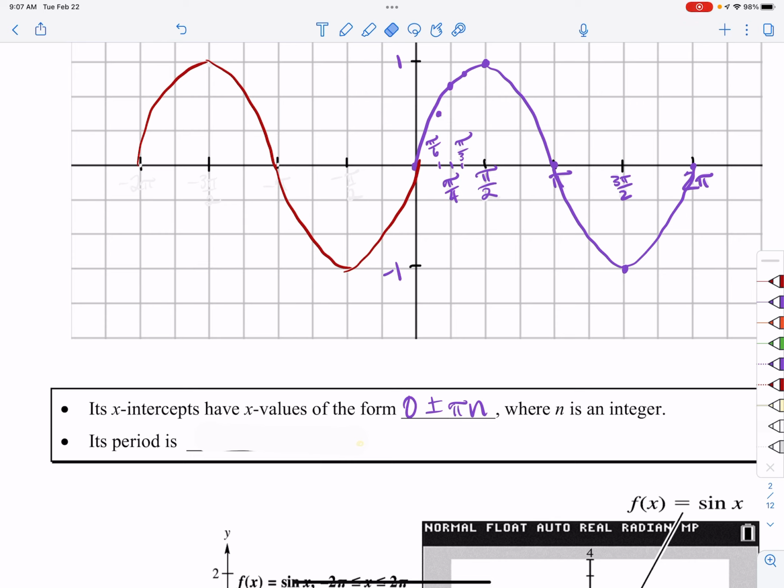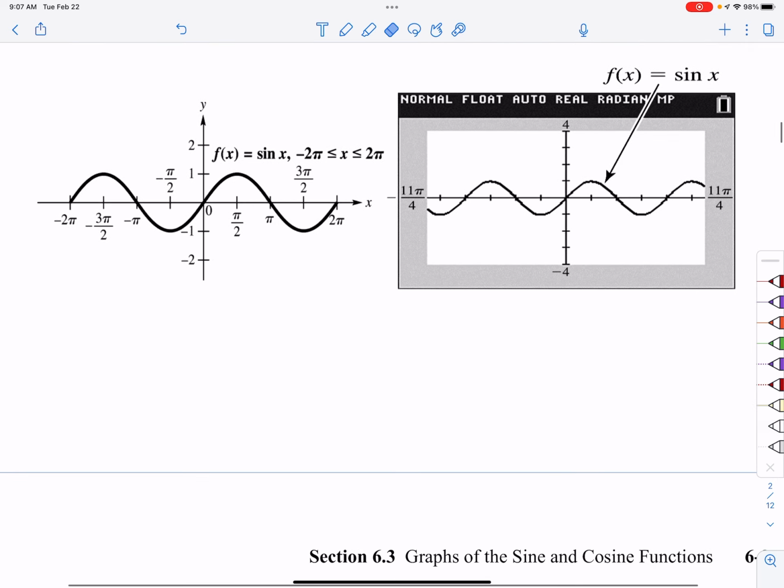The period, once again, we've already talked about this, is 2 pi because it doesn't start repeating itself until it has gone through a full cycle of 2 pi. Now, what we have down here is I've just given you a calculator version as well as just simply another sine graph that's drawn for you.